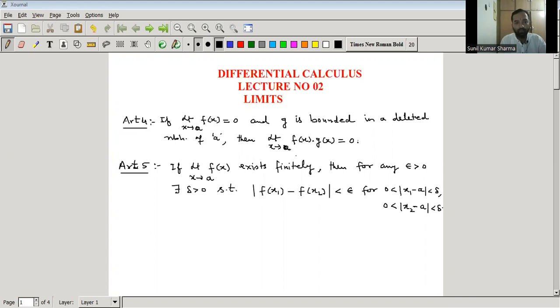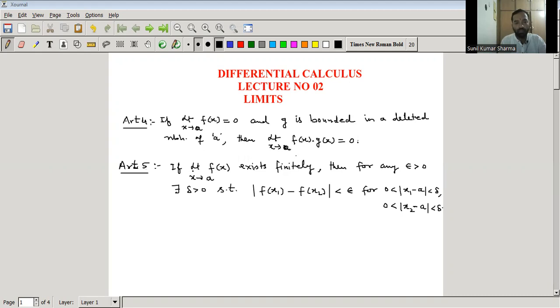Article 4: if limit x goes to a, f(x) equals 0 and g is bounded in a deleted neighborhood of a, then limit x goes to a, f(x) times g(x) equals 0. So g is bounded in a deleted neighborhood of a and limit x goes to a, f(x) equals 0. Then if we take the limit of the product of f(x) and g(x) as x tends to a, f(x) times g(x) goes to 0.